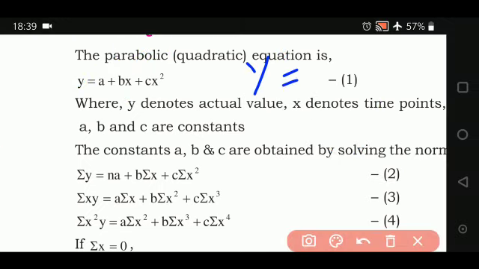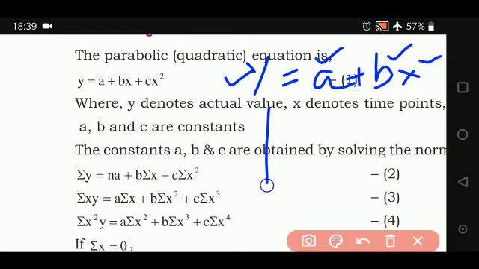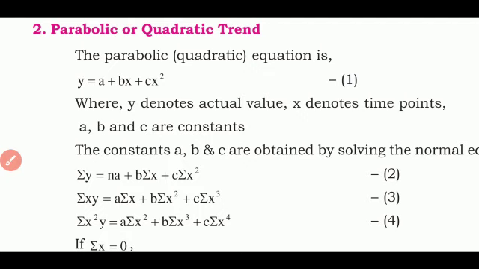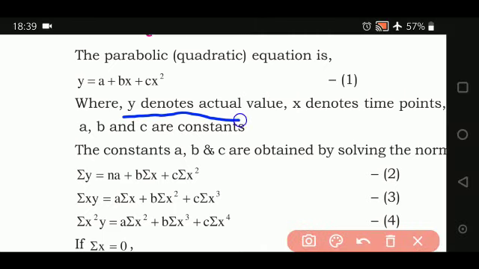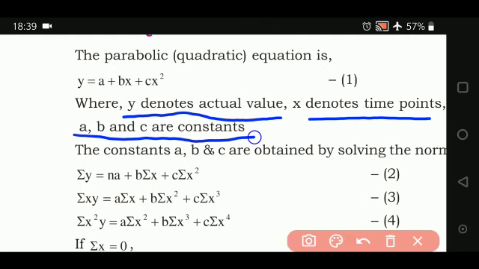And y is equal to a plus bx is known as a straight line equation because when you know the value of a, b, x and y, and when you draw a graph, you always get a straight line. That's why it's called linear, straight line, or first degree, that we already did in the previous class. So the quadratic equation here is y is equal to a plus bx plus cx square, where y denotes the actual value, x denotes the time points, a, b and c are the constants.